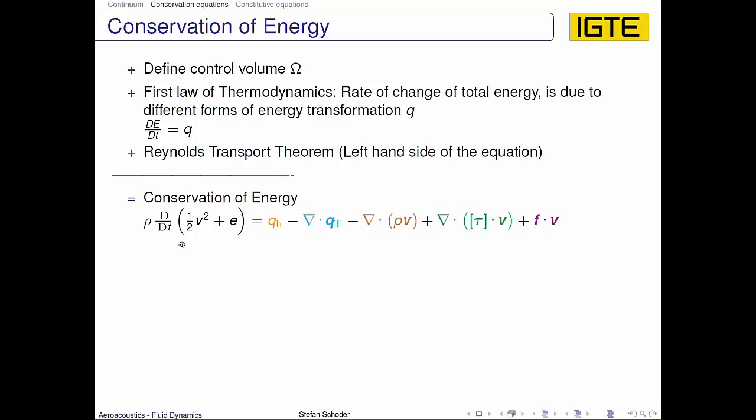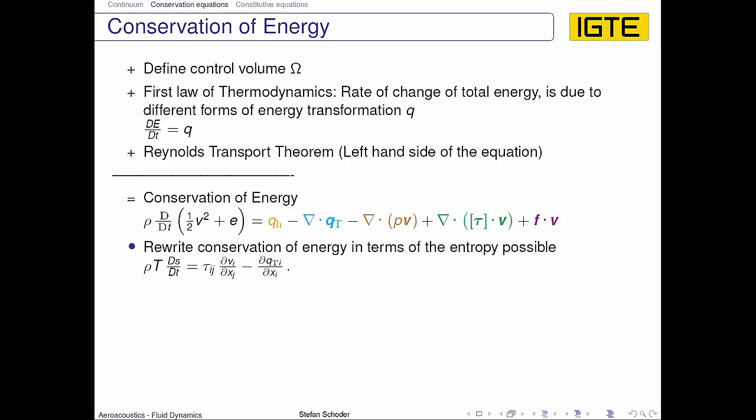For the left hand side we additionally use the conservation of mass to extract the density here, and this is more or less what the left hand side looks like, as we had already listed the contributions before, and this is how conservation of energy looks in the local form.